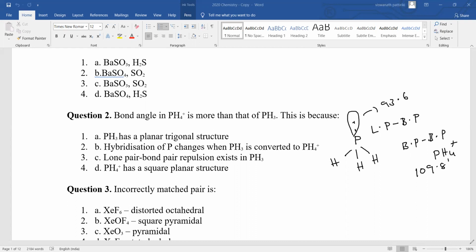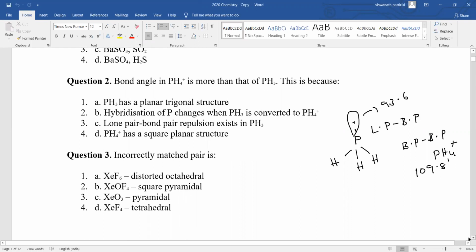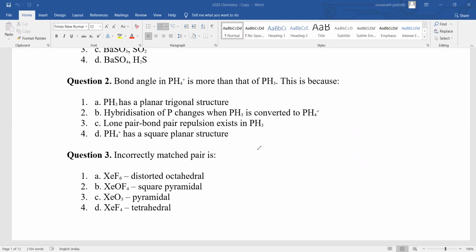And the next one is the incorrectly matched pair. So what is the incorrectly matched pair here? XeF6, XeOF4, XeO3 and XeF4. So let's see. Xenon is an inert gas and it has s2p6 configuration, that means it has 8 electrons in its outermost shell.